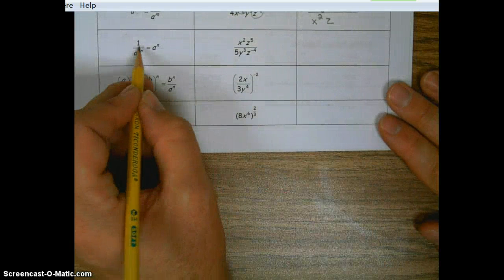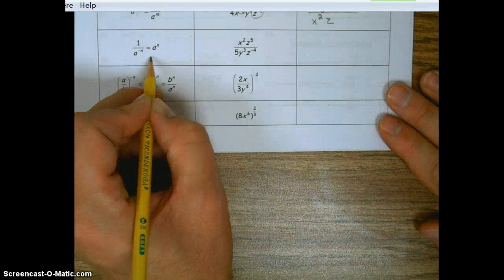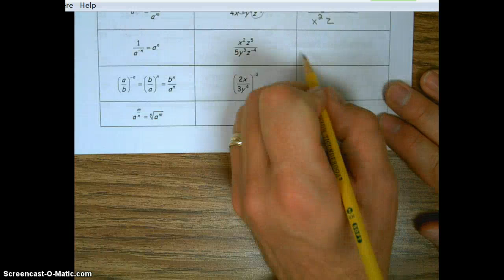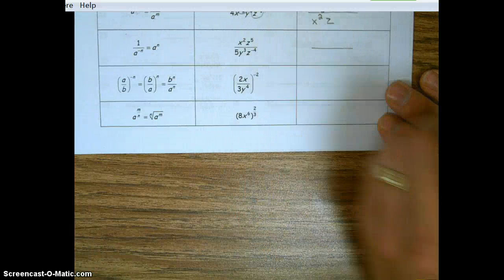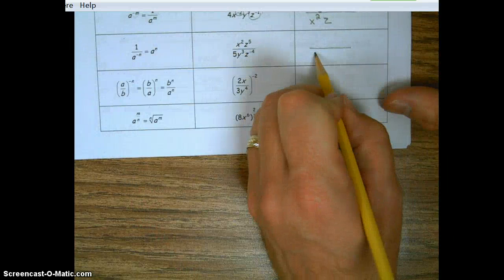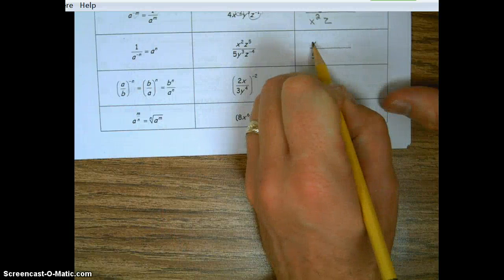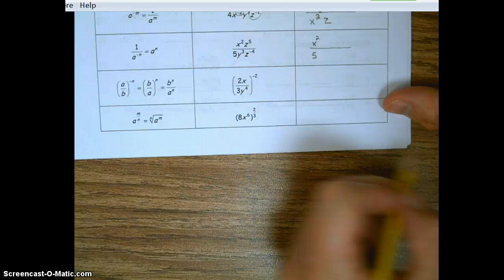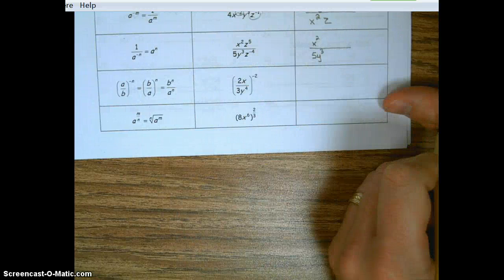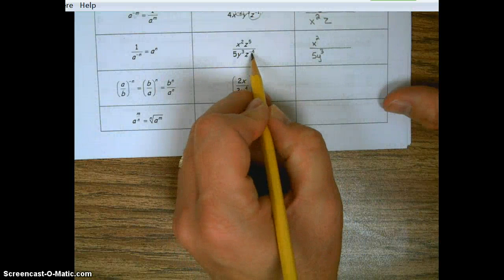Now, if it's in the denominator and it's a negative exponent, we just move it to the numerator. Okay? So let's take a look here. We have 5 in the denominator. We have x squared in the numerator. Everything seems to be good so far. Y cubed in the denominator. Everything seems to be fine. And notice we have a negative 4.